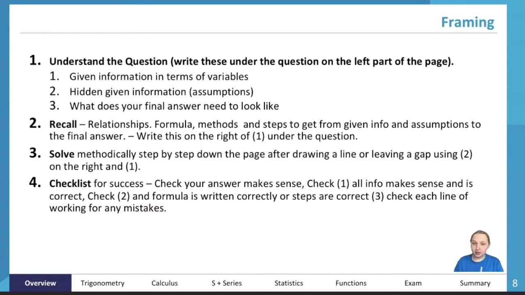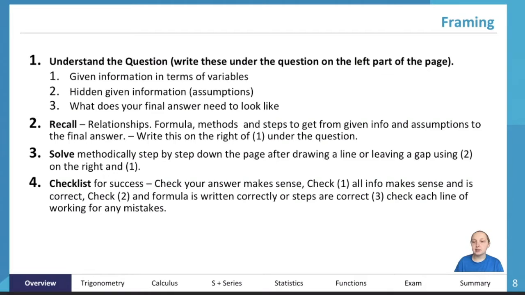You want to be checking all the information and all the variables you've put in make sense with the information you've been given in the question stem. Then next, for 2, you want to check once more that all your formulas are written correctly and the steps you've taken are correct, because one little mistake in writing down your formula can mean you miss out on all the marks for the question if you've made the mistake in line 1. Then you want to check each line of working for any mistakes.